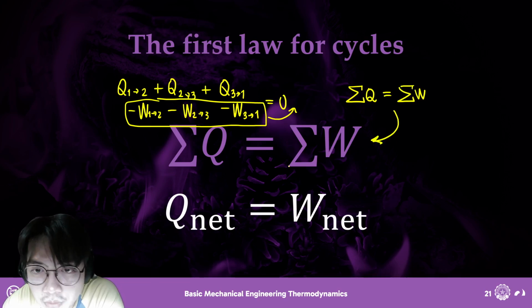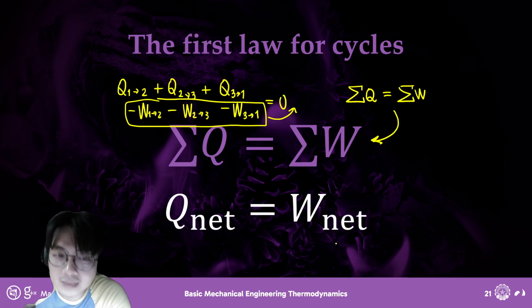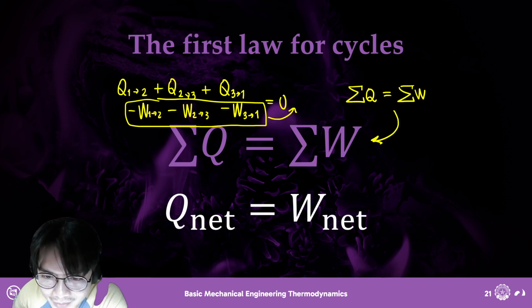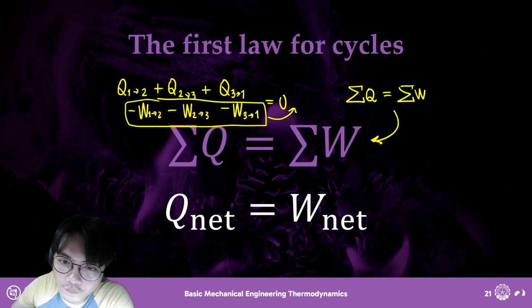When you're talking about the first law for cycles, you should think that the total amount of heat that you add or subtract will be the total amount of heat or of work that you get or give. That is the first law for cycles. Basically, anything that comes in should come out. Anything that comes in should come out. That's it. That's the first law for cycles.